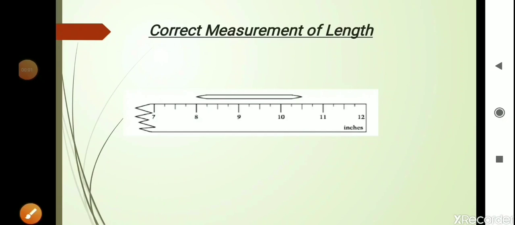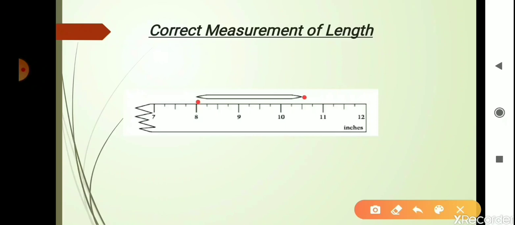Here in this example, we can see that the scale is broken and the 0 point cannot be taken as the beginning point. In fact, the scale is broken much beyond that point. We can choose 7 as the beginning point because it is a full mark here, but in this particular case, 8 has been chosen as the beginning point. Now if we see, the final reading is coming out to be 10.5 inches. Now what should be the actual measurement of this particular pencil?